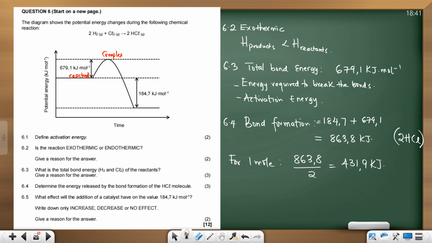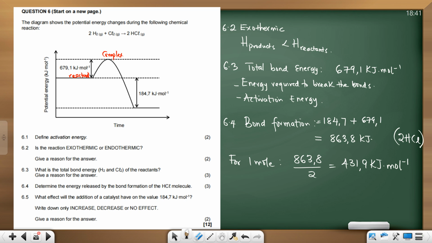431,9. Can you see? Kilojoules per mole. 1 mole. Kilojoules per mole. I hope it makes sense. Okay, and that's it then.